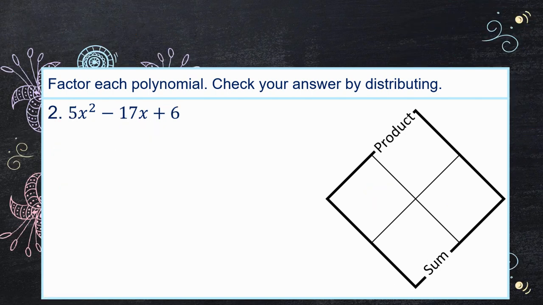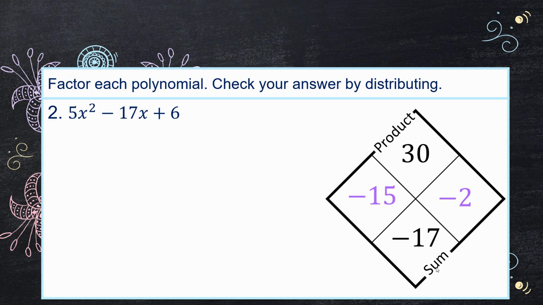So to set up our diamond, we were going to multiply a times c, 5 times 6, which is 30, and then we put that x coefficient at the bottom, negative 17. Ask ourselves what multiplies to 30 and adds to negative 17. So I always start by thinking about 1 and 30. That wouldn't work. Next, 2 and 15. Notice that does add to 17. But to add to a negative 17, we want to make them both negative. So negative 2 and negative 15.